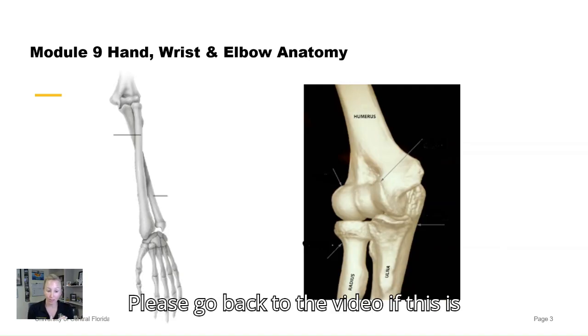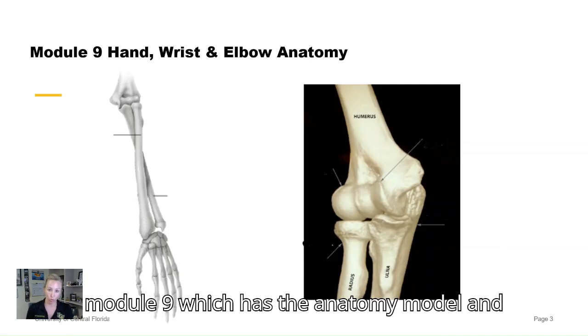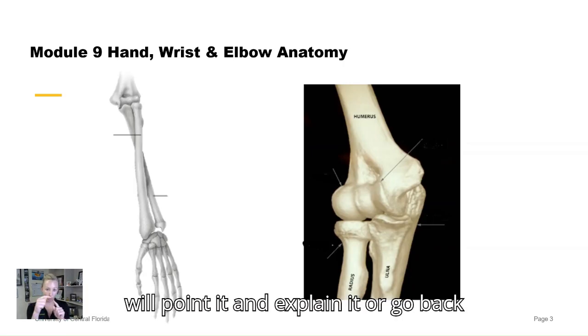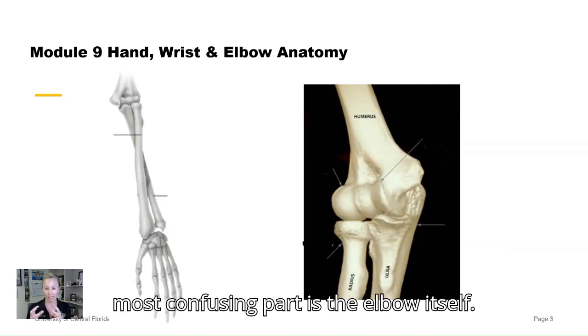Please go back to the video that I made from Module 9, which has the anatomy model and will point it out and explain it, or go back to your APR assignment. But that is probably the most confusing part, the elbow itself.